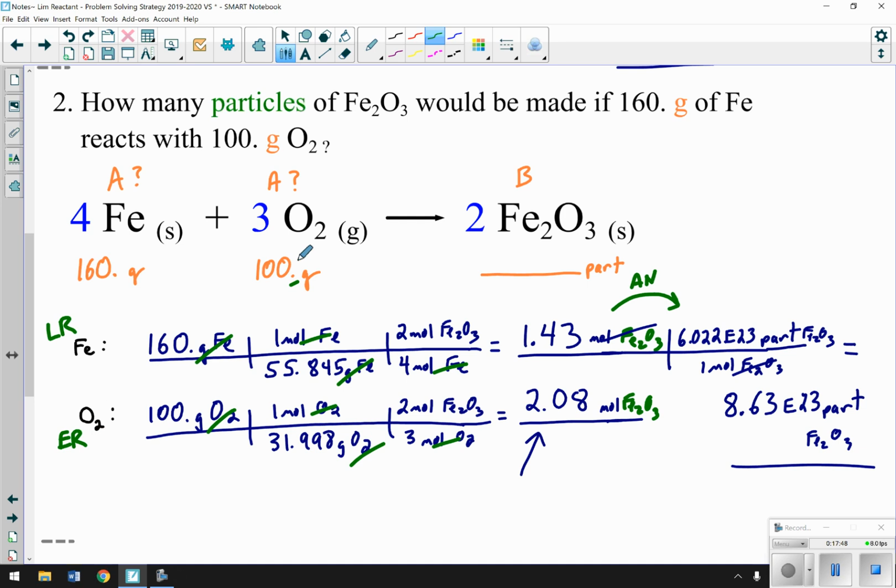And in fact, this is definitely not your A, because this is the limiting reactant. It is your A. The question mark goes away. That is your A. And if you kind of see, that's really what I did. I used this amount, the amount of my limiting reactant, to calculate my particles of B.